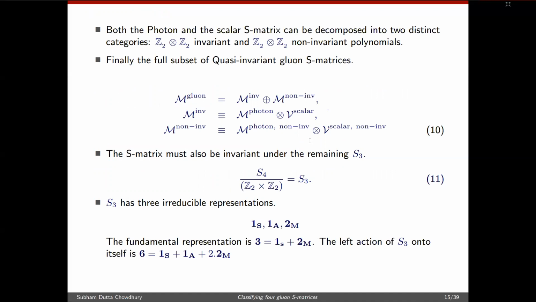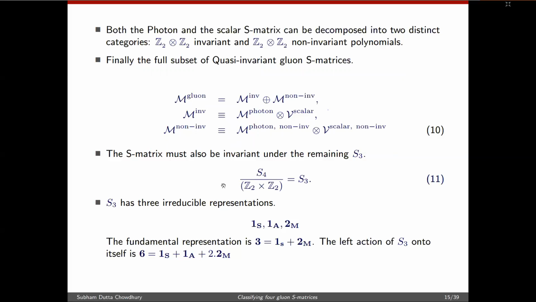What I mean to say is that we want to classify some photon and scalar S matrices. They can be decomposed into two distinct categories: Z2 times Z2 invariant and Z2 times Z2 non-invariant polynomials. And you can finally construct your gluon S matrices in this manner. This M invariant is the usual tensor product of your photon S matrix and scalar S matrix, and this non-invariant part is the weird Z2 times Z2 non-invariant thing that you have.